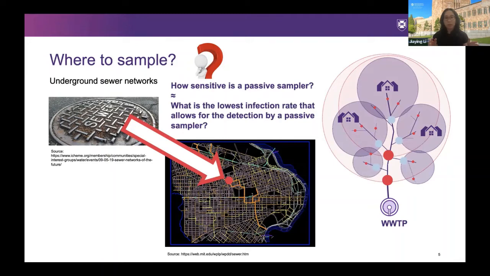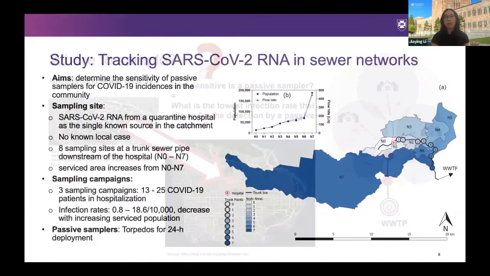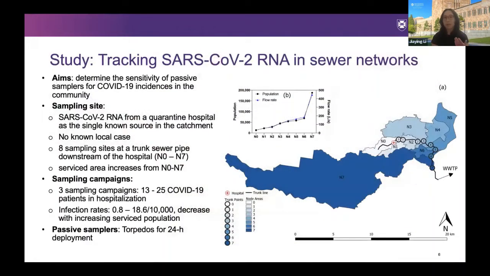So the next question is, if there is any one infected case or fewer than 5 infected cases living in this subcatchment, is the passive sampler sensitive enough to capture the signals from these infected cases? This is the same question as, what is the lowest infection rate in the community that allows for detection by the passive sampler? Therefore, we designed a study to track the SARS-CoV-2 RNA in sewer networks. The aim of this study is to determine the sensitivity of passive samplers for COVID-19 incidents in the community.